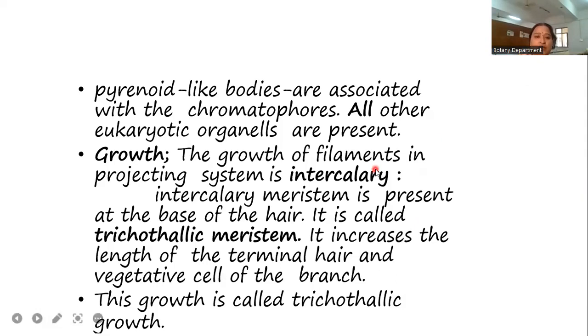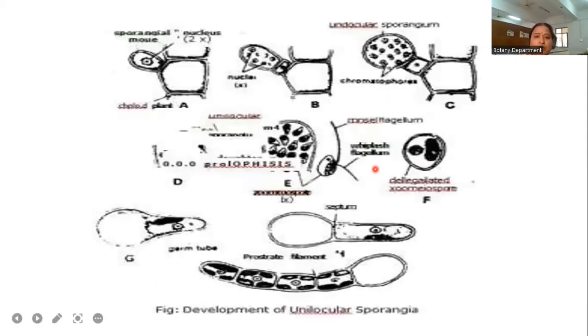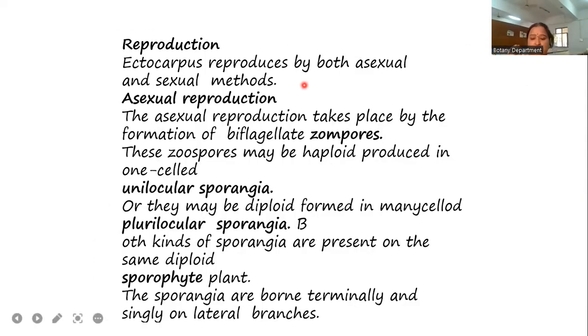Coming to reproduction, before that, what is the type of life cycle in this? It is a different life cycle compared to other algae. Some Ectocarpus plants are sporophytes, and some are in the gametophytic stage. The sporophyte reproduces through asexual reproduction, and from the gametophyte, the gametes through sexual reproduction produce the zygote.